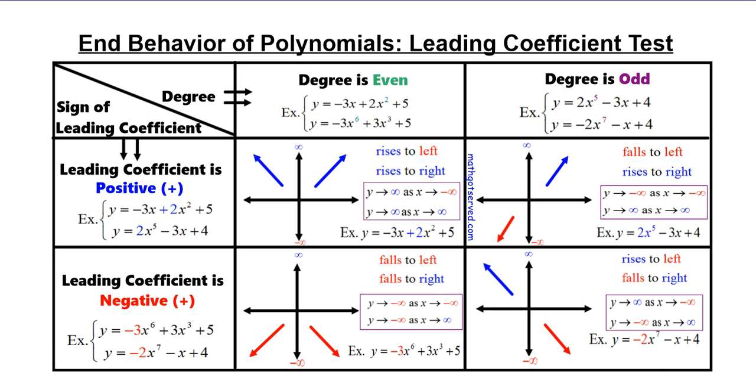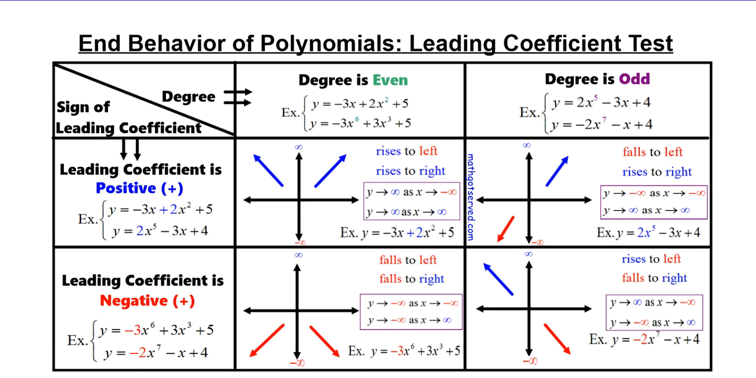Okay, so let's see what the leading coefficient test tells us. There are two things that we're looking at when we identify the leading term. We're looking at the sign of the leading coefficient. Is the leading coefficient positive or negative? And then we're also looking at the degree of the polynomial. We're going to ask ourselves, is the degree even or is the degree odd? So based on the sign of the leading coefficient and the parity of the degree, we can determine what the end behavior is. So let's take a look at what the chart tells us.